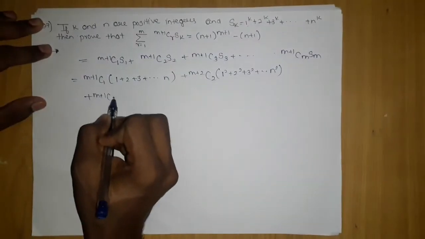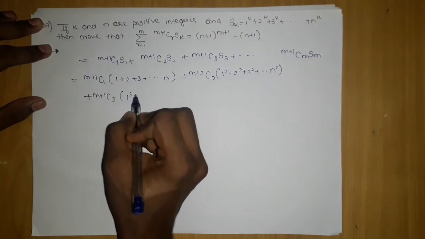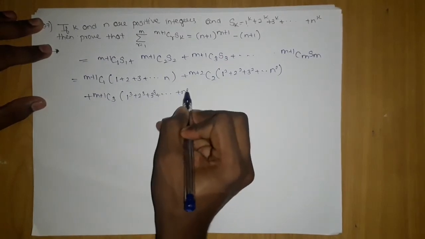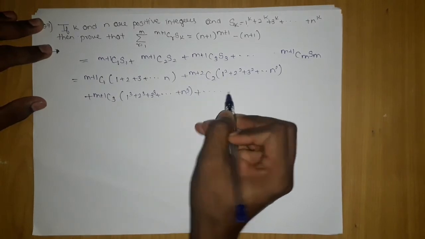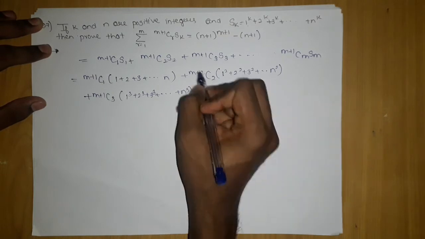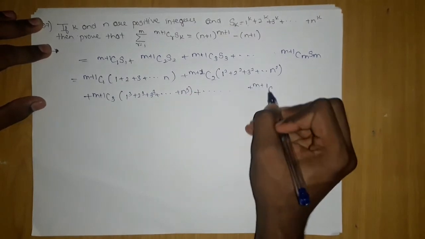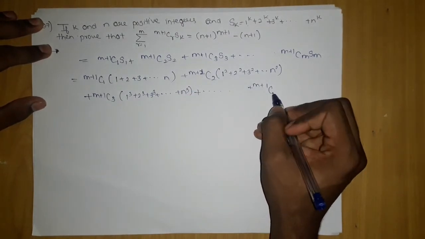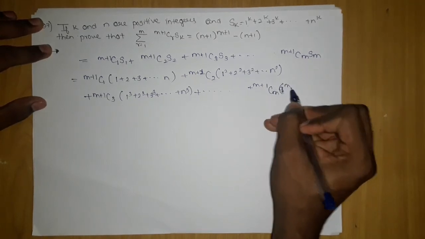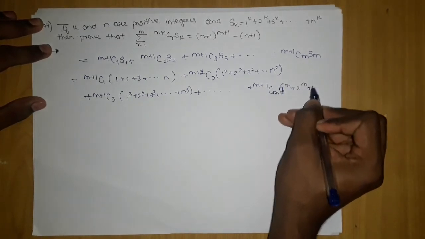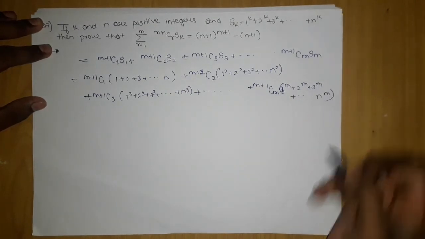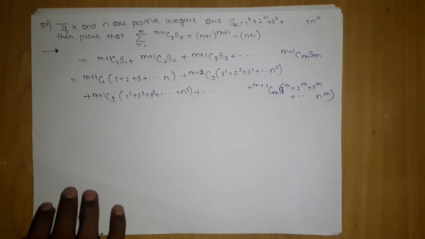Similarly, (m+1)C_3 S_3 will be 1^3, 2^3, 3^3, and so on till n^3. And if we move ahead to the final one, (m+1)C_m S_m, it will be 1^m, 2^m, 3^m, and so on till n^m. Okay, now we got this.